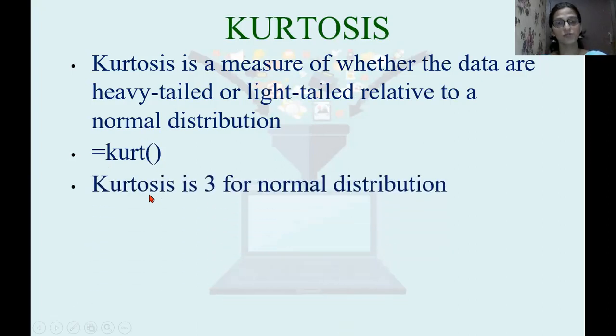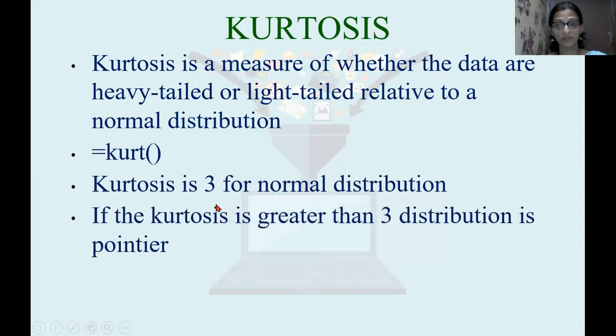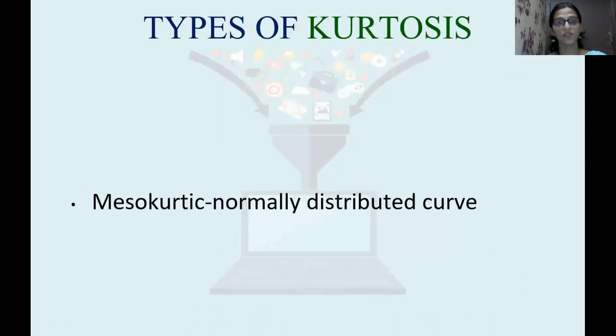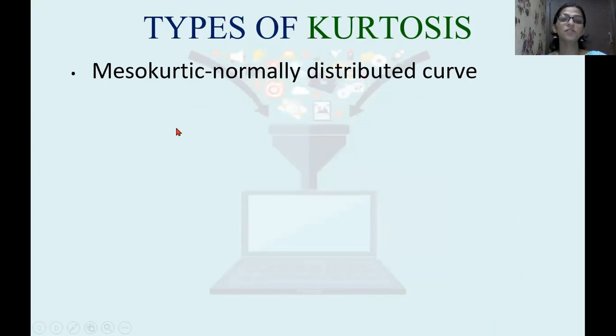Now, for a normal distribution, the value of kurtosis is 3. If kurtosis is greater than 3, then the distribution is pointier, and if the kurtosis is less than 3, then you say that the distribution is flatter. Kurtosis ಮೇಲೆ ಡಿಪೆಂಡ್ ಆಗಿಕೊಂಡು there are 3 types of distributions. One is mesokurtic. Mesokurtic ಅಂದ್ರೆ it's a normally distributed curve. That means the value of the kurtosis is 3. You call that kind of distribution a mesokurtic distribution.